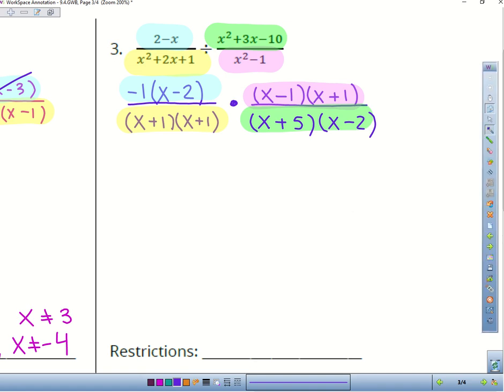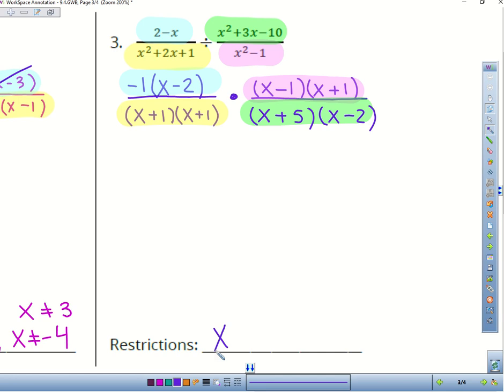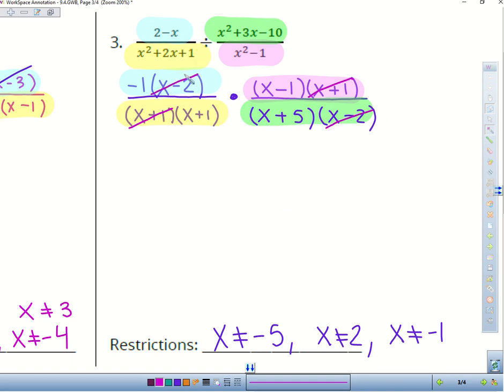All right, what are my restrictions here? -5, +2, and -1. Good. Any questions about the 3 restrictions that we have? All right, and now we're ready to start canceling stuff out. We're going to cancel out the x plus 1's, the x minus 2. So you see why it was so important I flipped it, so I'm able to cancel those out. And then that's about all we can do.